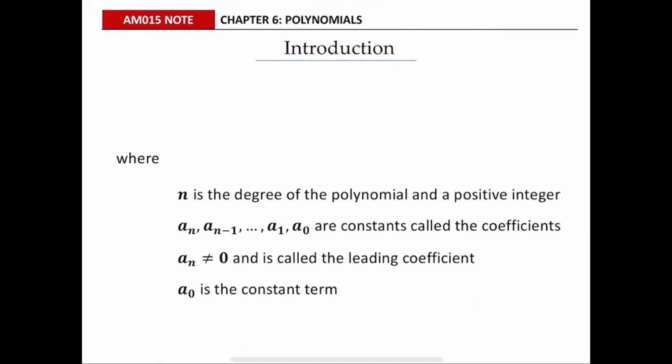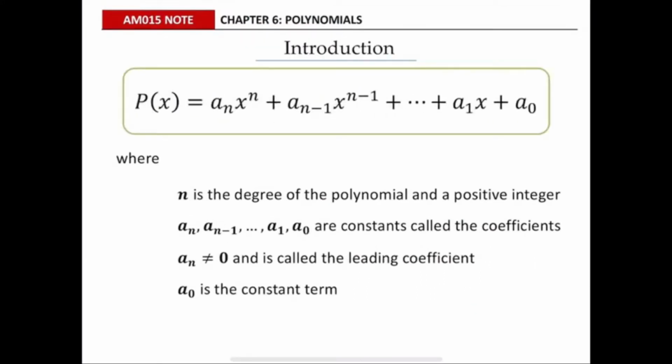A polynomial is written in this form, where n is the degree of the polynomial and a positive integer. a sub n until a sub 0 are constants called the coefficients. a sub n is not equal to 0 and is called the leading coefficient. a sub 0 is the constant term.